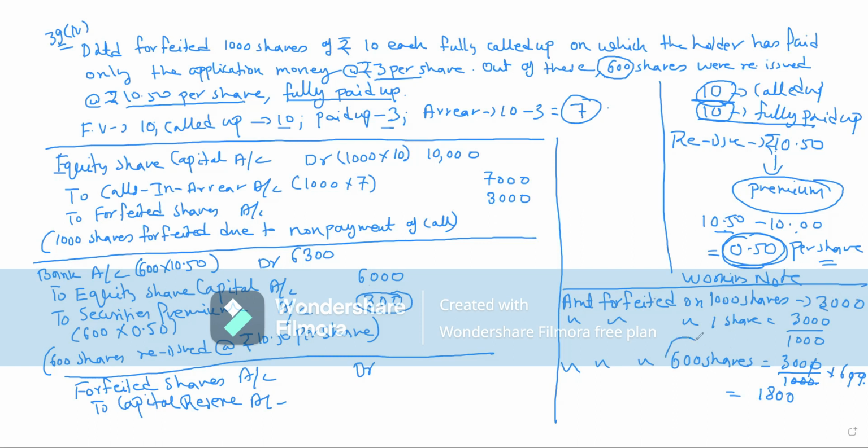So in this case, amount forfeited for 1000 shares was 3000 rupees. Hence for 600 shares is how much? Simple maths, it is 1800 rupees. So this is your profit on reissue, which will be transferred over here, 1800. Devanshi, is it clear? Siddha, Netra, Alankrit, clear? Yes, sir. Profit on reissue transferred to capital reserve.